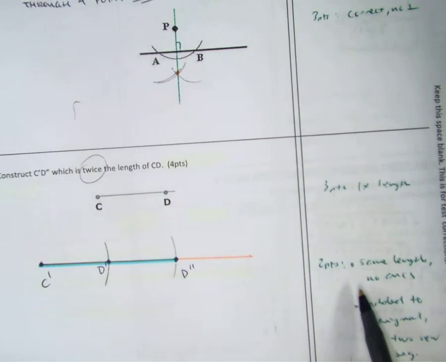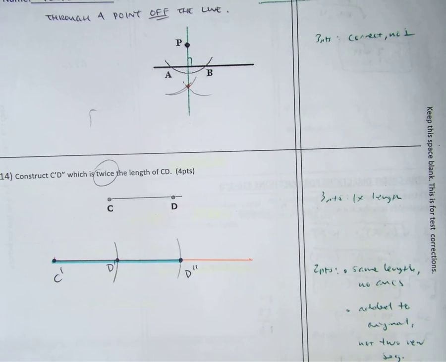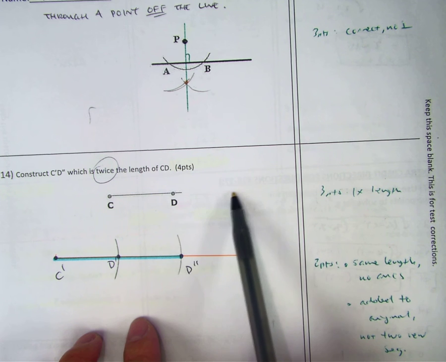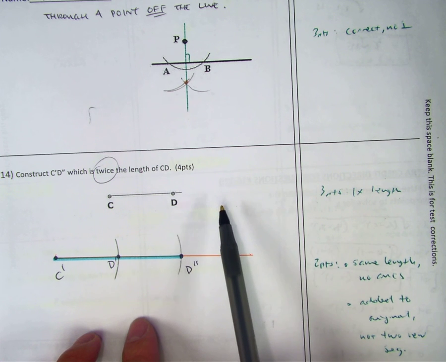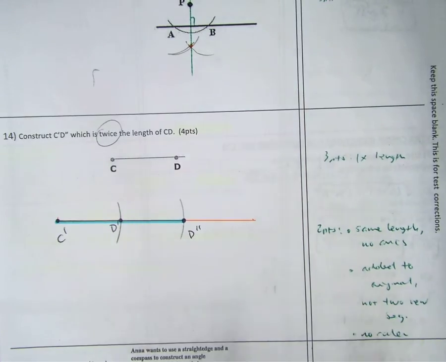Now, if you drew the same length but no arcs, you're not showing work, I'll give you 2 points. If you just added another one to this one, I'm not too happy about that. Gave you 2 points, and if you're not using a ruler, you're deducted points as well.